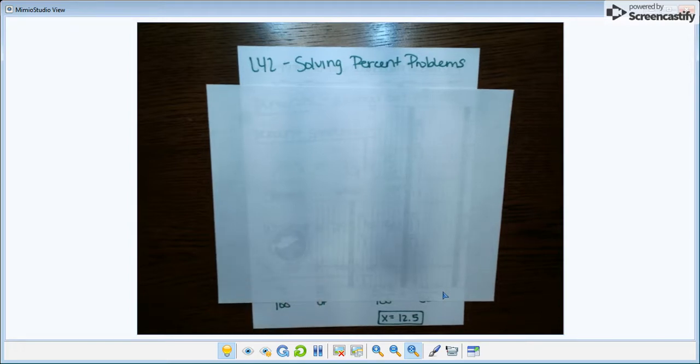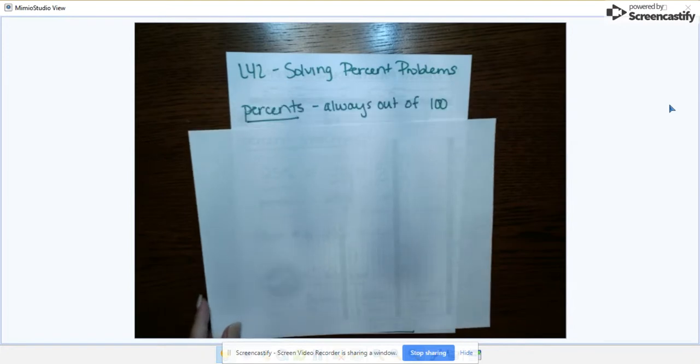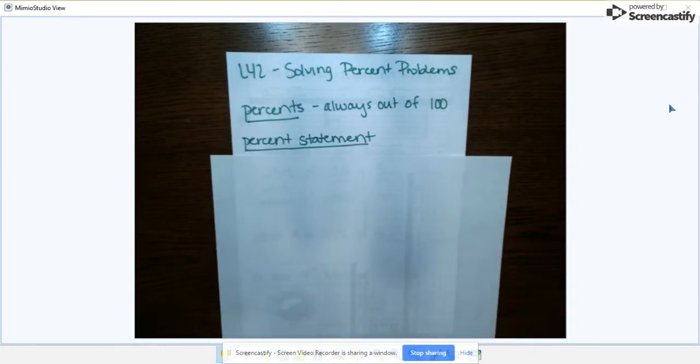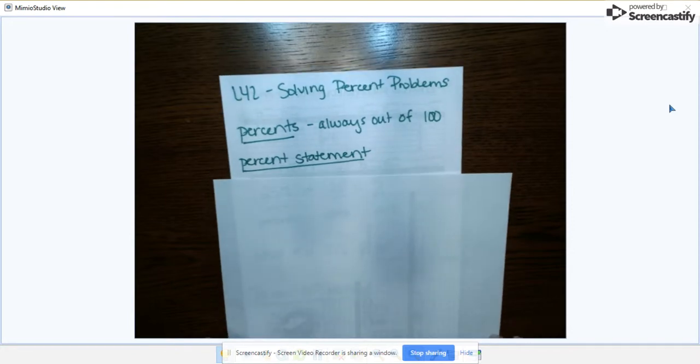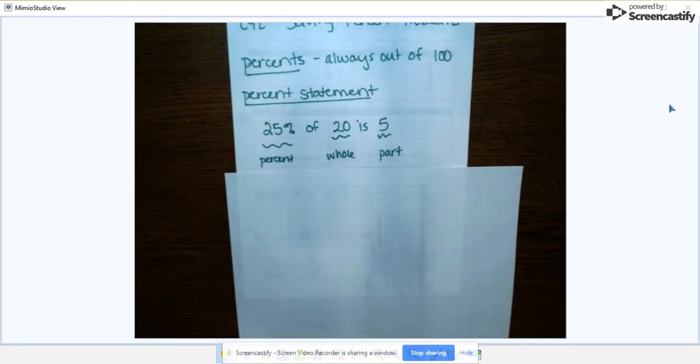Hey guys, today we're going to look at solving different percent problems. So quick reminder, percents are always out of 100. And we're going to have these things called percent statements. A percent statement is going to look something like this. It'll say 25% of 20 is 5.